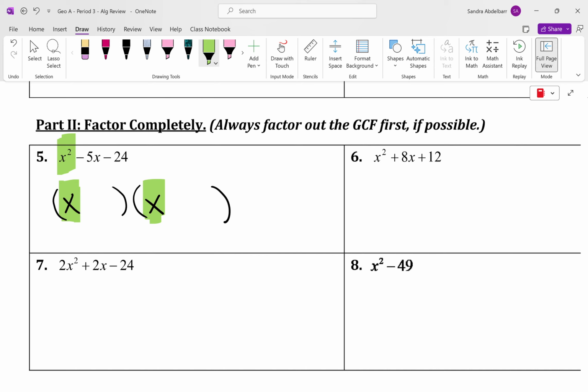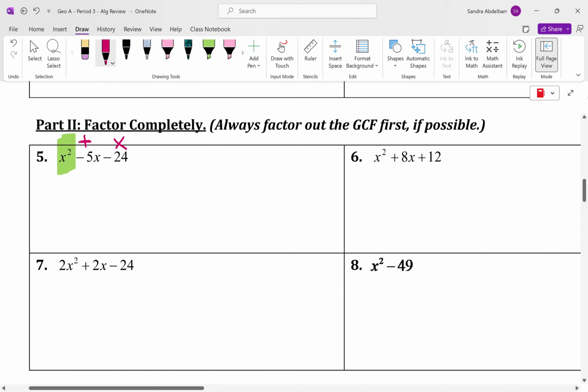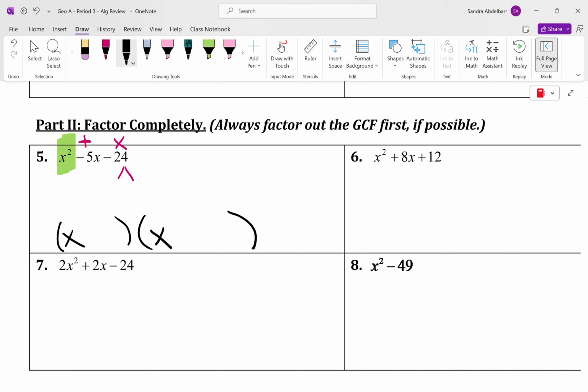So now here's the part that's a little bit thought-provoking. You need two numbers that multiply to the last number, but those same two numbers have to add to the middle number. So can somebody tell me what two numbers multiply to a negative 24 but will add to a negative 5?